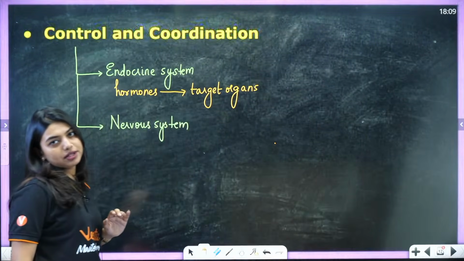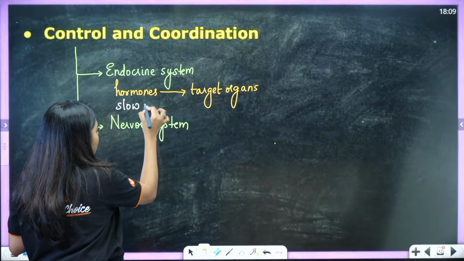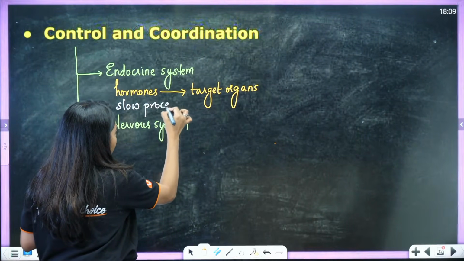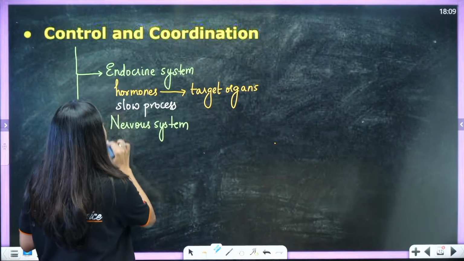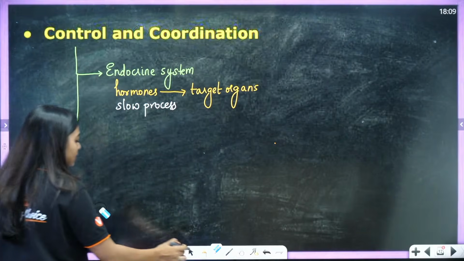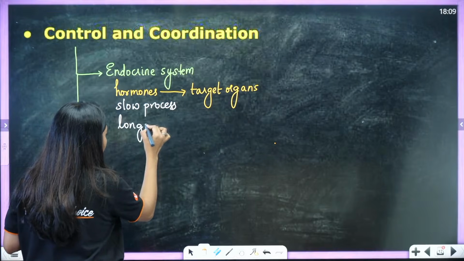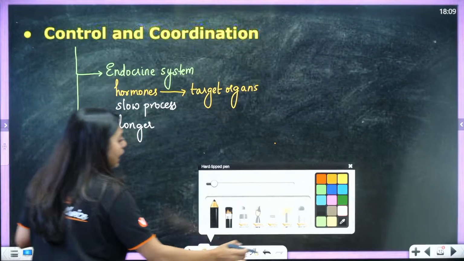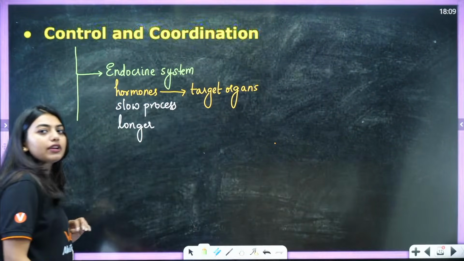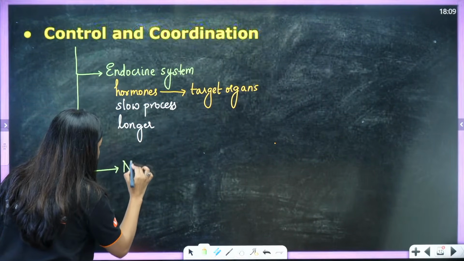But there is a problem here. This is a very slow process, but a long-lasting process. It's longer. At the same time, when I talk about the nervous system, what do I know about the nervous system?